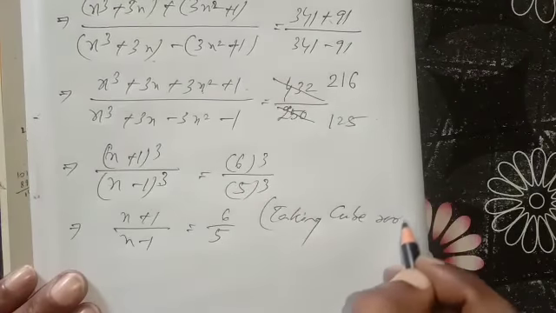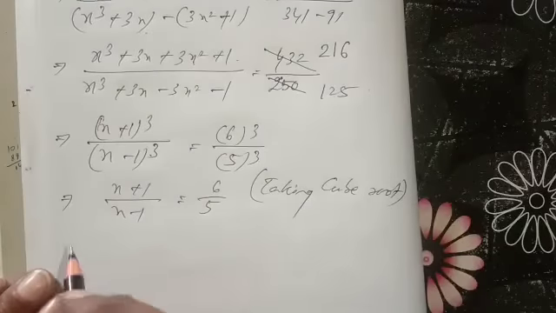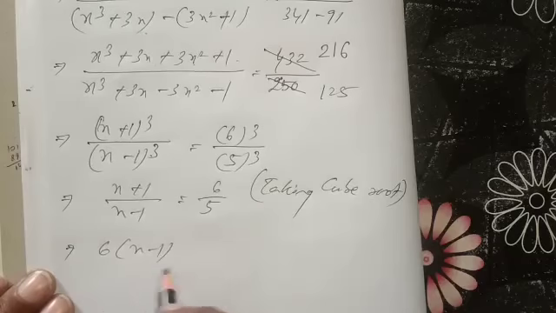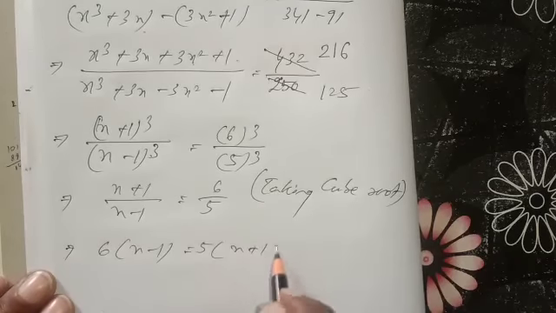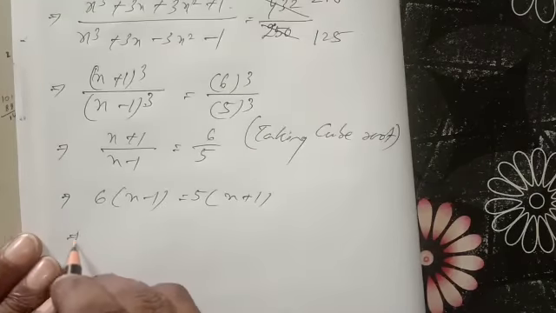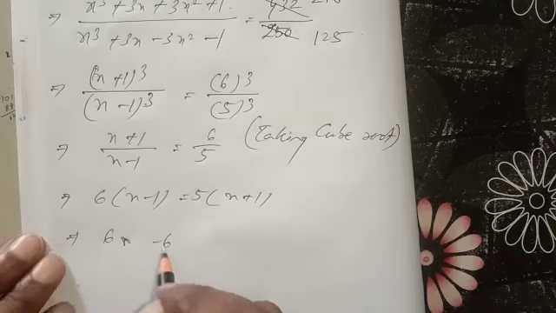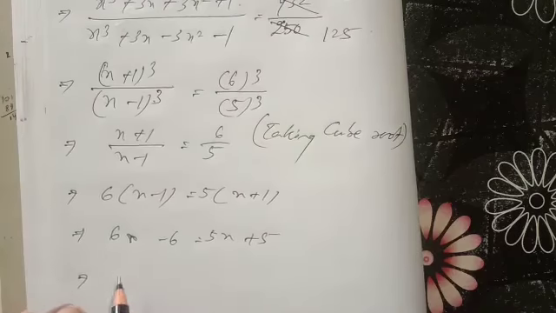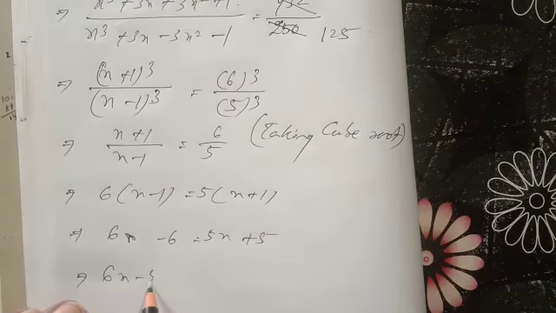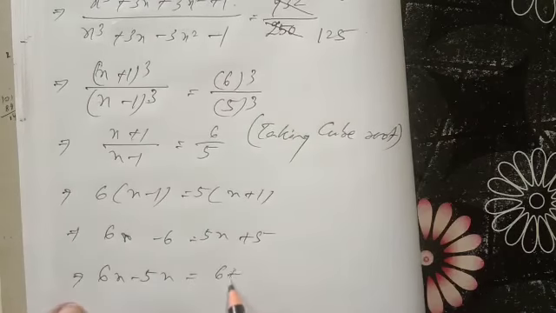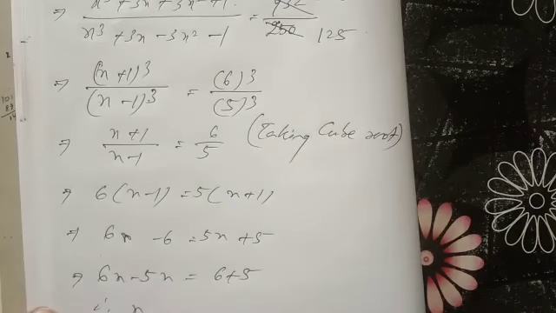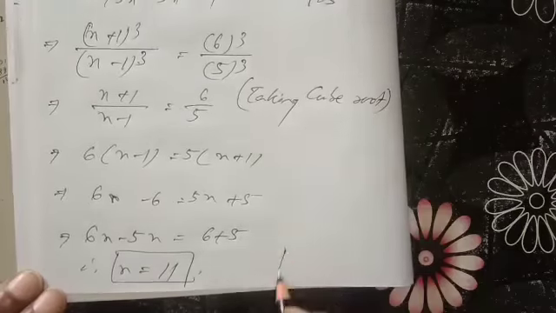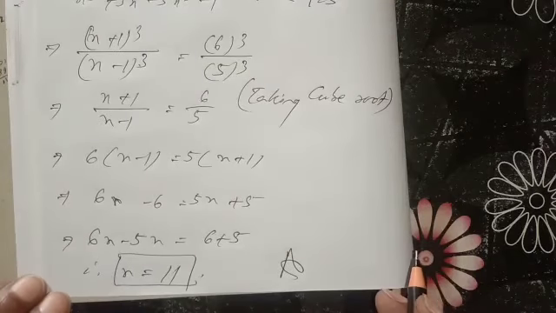Cube root both sides. After that, you have to do cross multiplication: 6 whole into x minus 1, 5 whole into x plus 1. Finally, how much are we getting? This will be 6x minus 6, this is 5x plus 5. Bring this 5x this side. This is 6x minus 5x is equal to 6 plus 5. Therefore, x will be how much? x is equal to 11. In this way, the second number also completed using the properties of proportion.